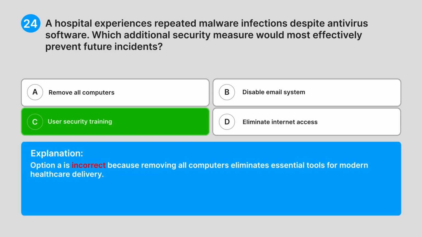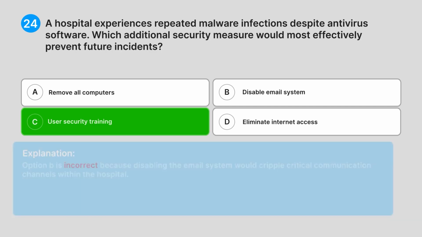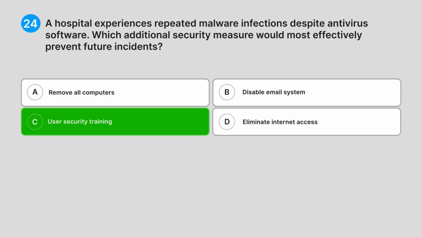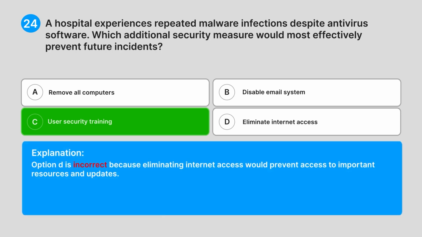Option A is incorrect because removing all computers eliminates essential tools for modern healthcare delivery. Option B is incorrect because disabling the email system would cripple critical communication channels within the hospital. Option D is incorrect because eliminating internet access would prevent access to important resources and updates.